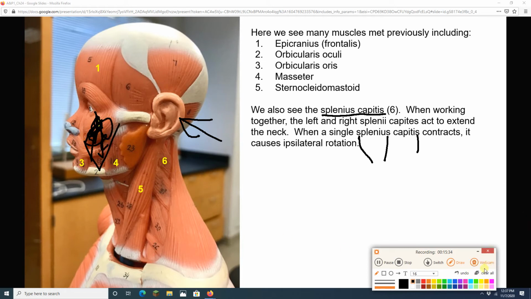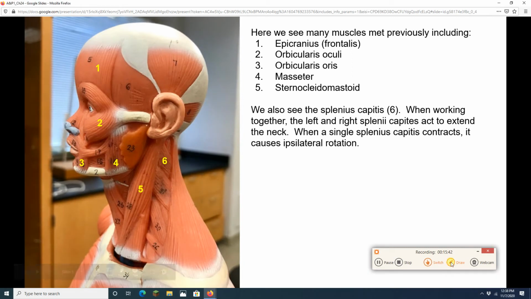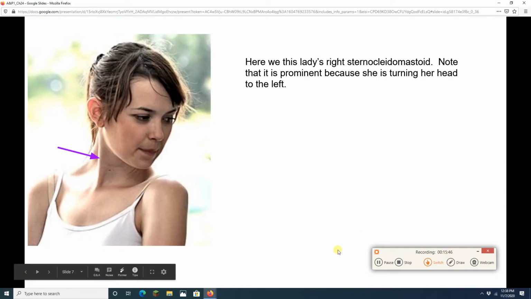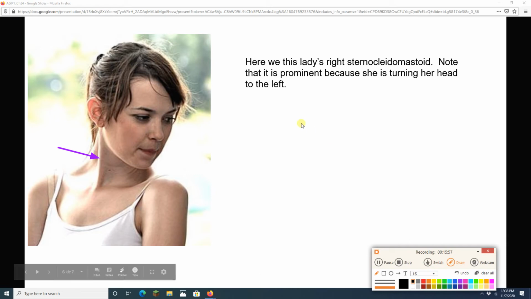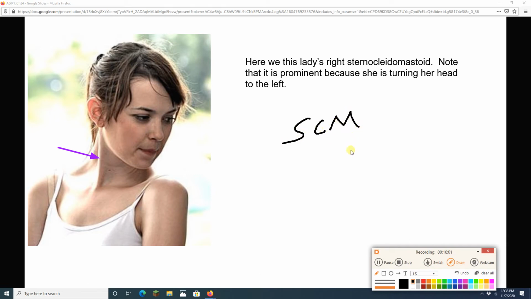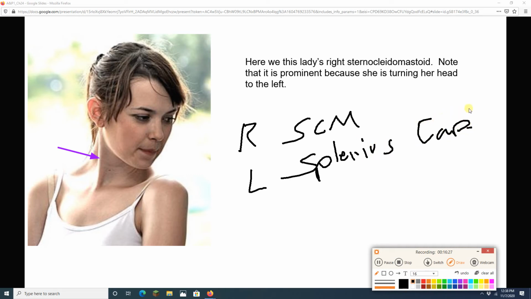Okay. Awesome. So let's look at a person whose head is turned. All right, we got this nice lady here. Her head is turned to the left. So because it's turned to the left, we're going to use two muscles here, all right? Two muscles to turn to the left. We're going to use the sternocleidomastoid. That's our opposite side rotator, our contralateral rotator. So it's her right sternocleido that we see bulging because she's turning to the left. So we're going to use her right sternocleidomastoid. At the same time, we're going to use her left splenius capitis. Splenius cap. Boom.